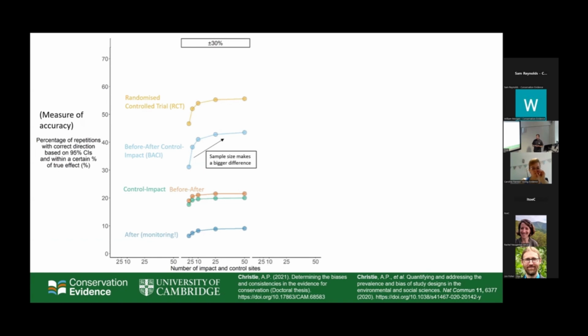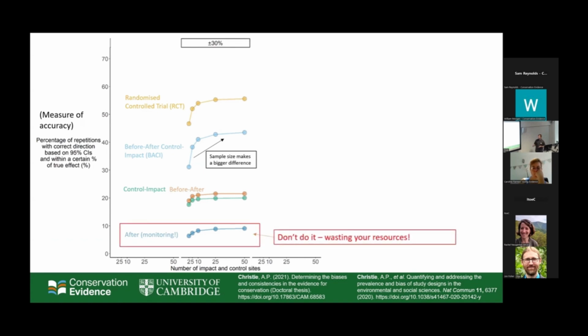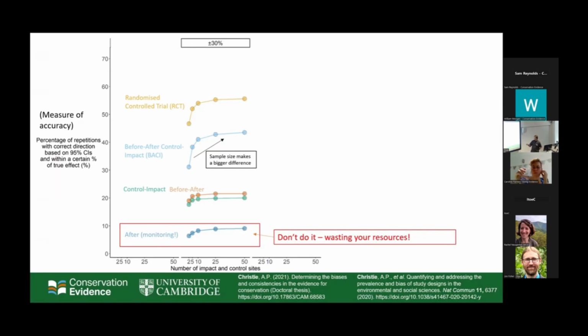This is just some results from my PhD, doing some simulations. The really important thing here is not the numbers, but just the relative positions of these different study designs. This is a measure of accuracy and precision of these designs: how well do they estimate the true effect of a conservation action. And what you can see is that this after design at the bottom, which is simply monitoring, is really poor. It's much worse than these other designs. So you're really wasting your resources.